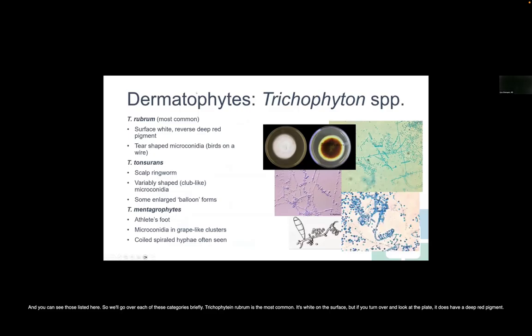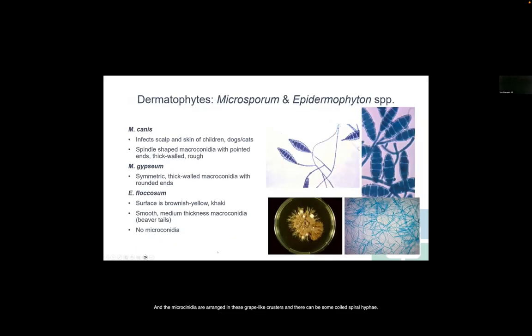Trichophyton rubrum is the most common. It's white on the surface, but if you turn over and look at the plate, it does have a deep red pigment, and it's described as having tear-shaped microconidia that are arranged in a pattern like birds on a wire, and that's shown in this picture. Trichophyton tonsurans causes scalp ringworm. It's variably shaped. You can see some club-shaped ones, and then some are more enlarged and have balloon forms. And then finally, Trichophyton mentagrophytes, a common cause of athlete's foot. The microconidia are arranged in these grape-like clusters, and there can be some coiled spiral hyphae that are often seen as well.